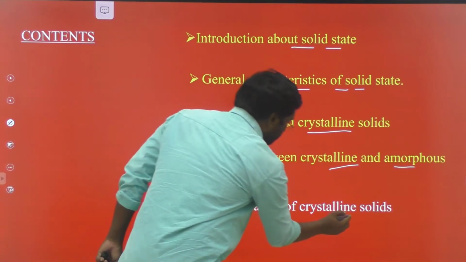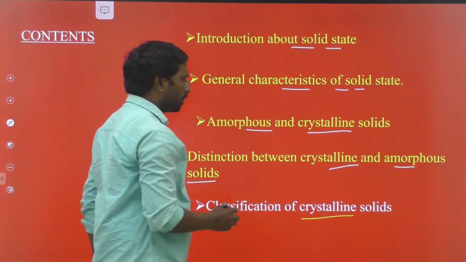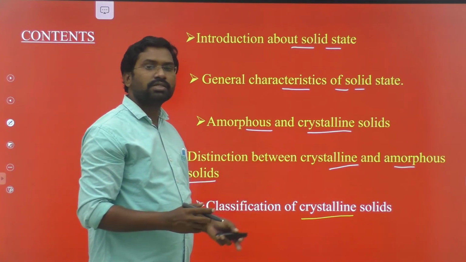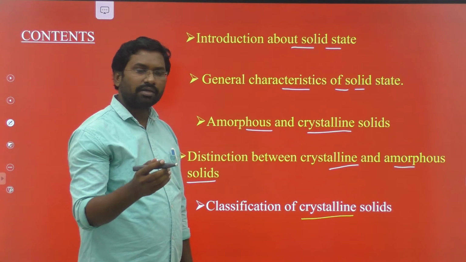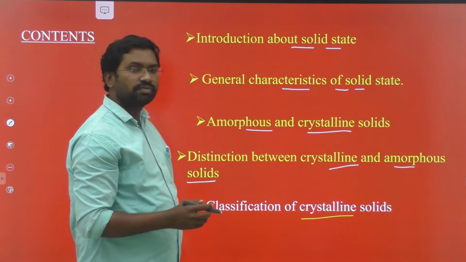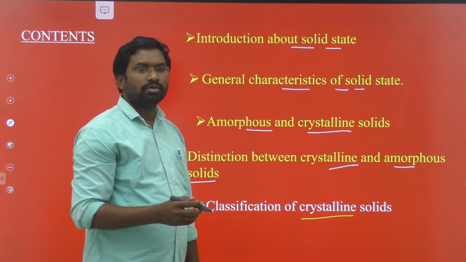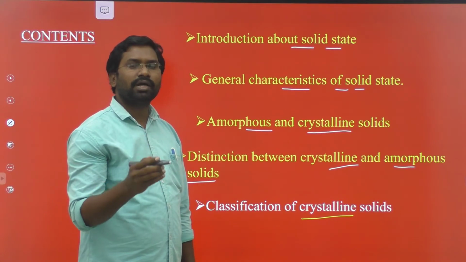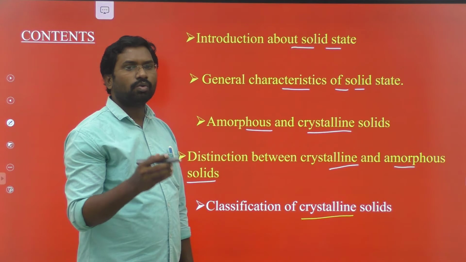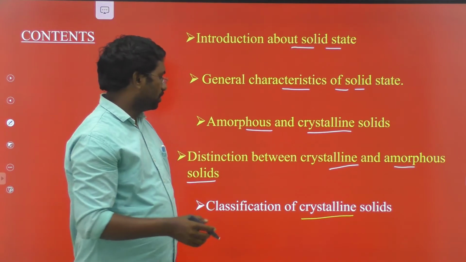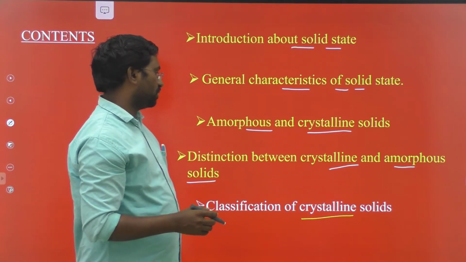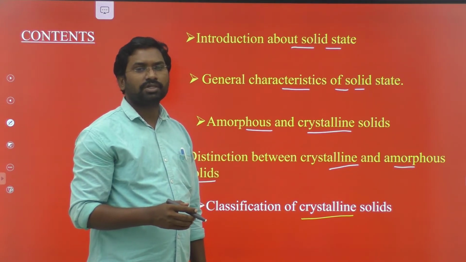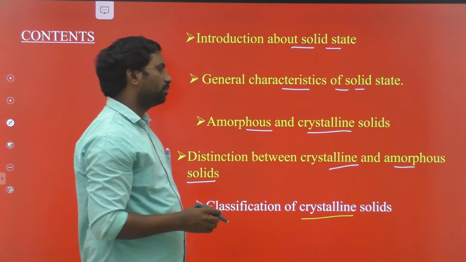Solids are mainly classified into two categories: crystalline solids and amorphous solids. Again, crystalline solids can be classified into four types: molecular solids, ionic solids, metallic solids, and covalent or network solids. These are the main classifications of crystalline solids. So these are the main contents presented in this video.